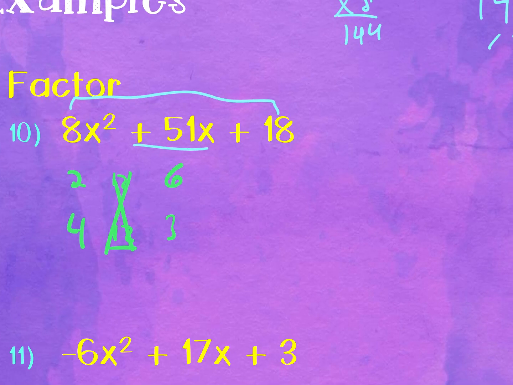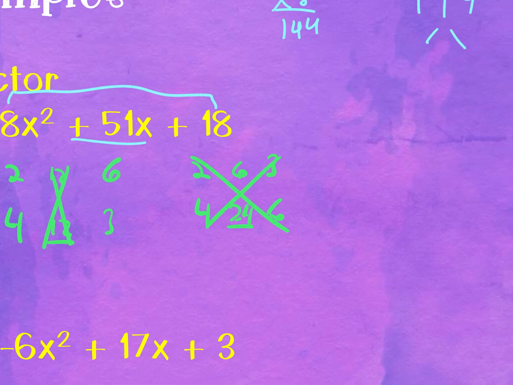Before giving up on these numbers, you can also reverse the order. So 2 and 4, and let's try 3 and 6. 2 times 3 is what? 6. 4 times 6 is what? Does that add up to 51? No. Now we can give up on these numbers.